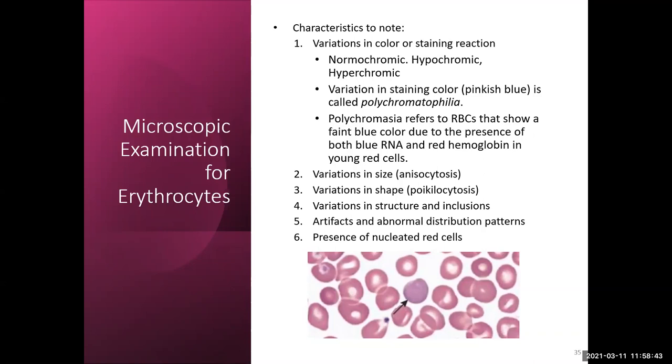You're also looking for variations in size. So the cytosis is size. If we're having a lot of various shapes, then we're looking at the poikilocytosis. We're also looking for variations in the structure. We're looking for any kind of inclusion, and we're looking for any sort of artifacts or any kind of abnormal distribution in the cell patterns. Are they all stuck together? And then we're also looking for any sort of nucleated red blood cell that may be there.